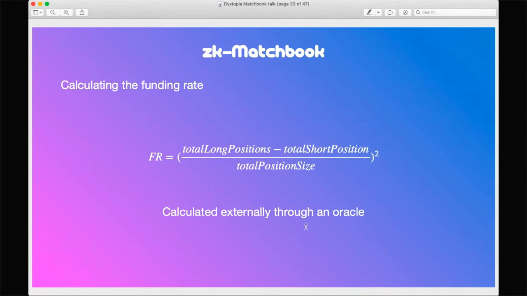So, all right, this is another slide which is going into funding rate. But before I talk from here on out, I want to go back to questions and see if anybody has any.